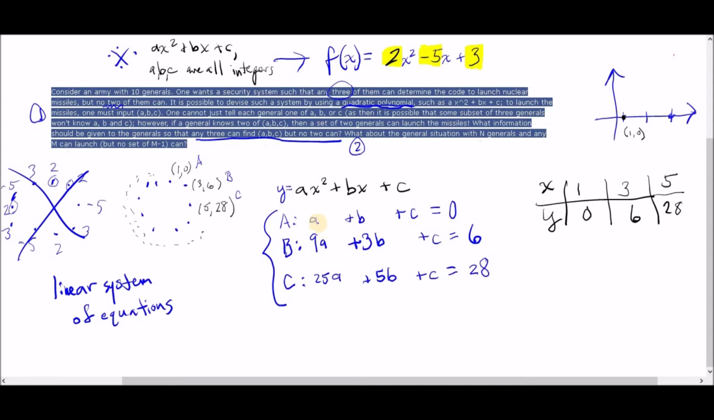So you have to have the same number of equations as you have missing values. Since the values we want are A, B, and C, these are what the generals are trying to figure out. We know what they are, but they don't. They'll need all three equations to solve for A, B, and C. So let's see how we're going to do that.